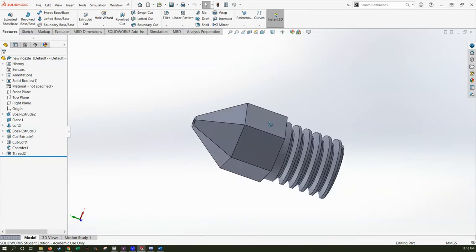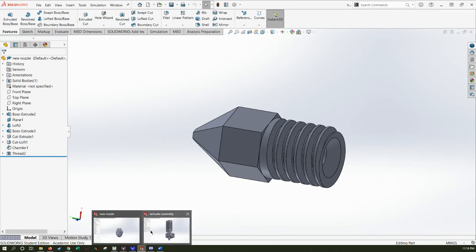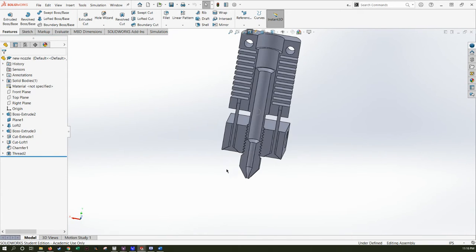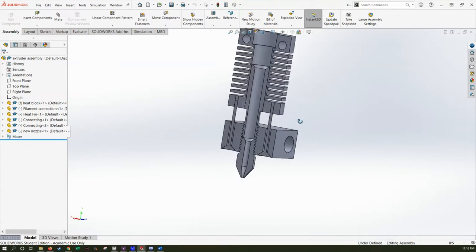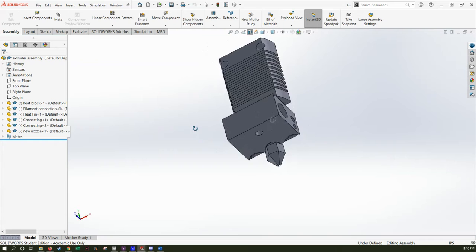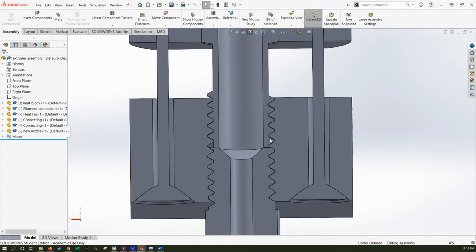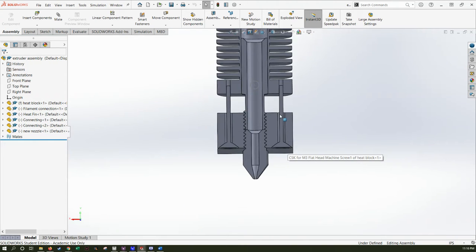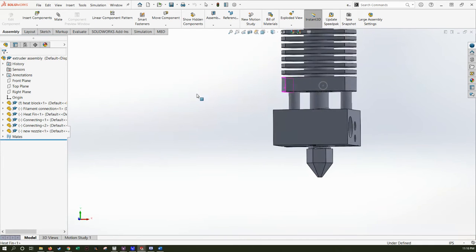To start things off, all of the parts were modeled out using SolidWorks, and once they were all individually modeled, they were brought together as an assembly, which can be seen here. This is the extruder assembly from a Creality CR10 printer, and everything was lined up so that there's no interference with the parts. And it was all saved as an IGS file, so it could be used in ANSYS.